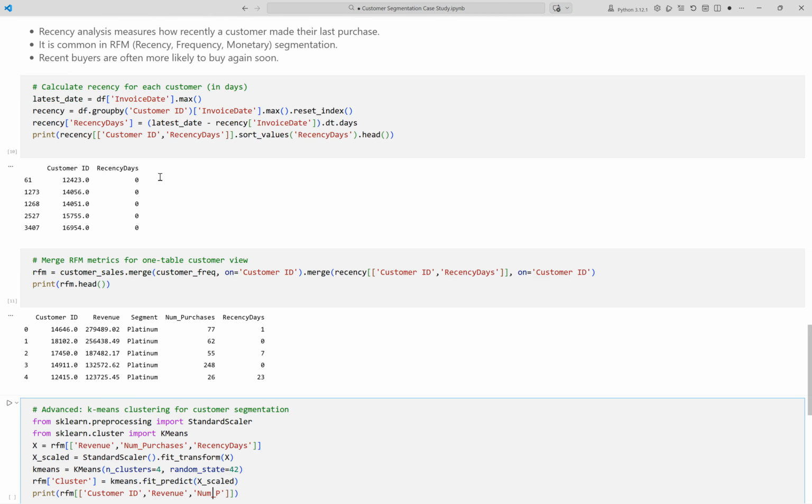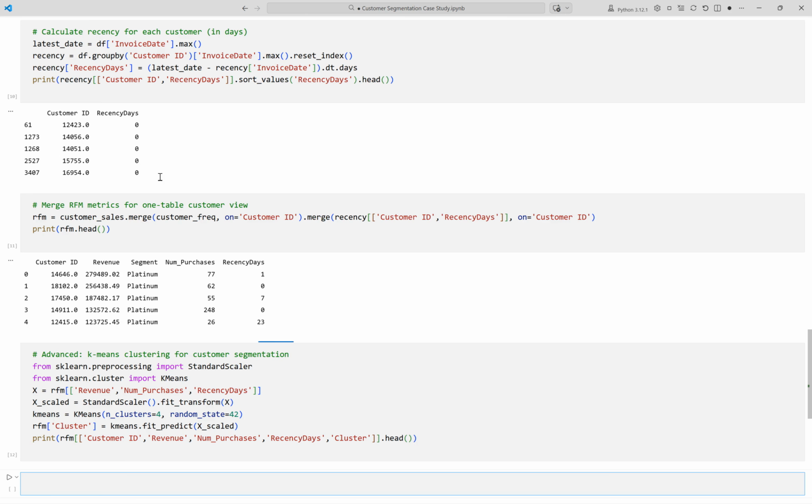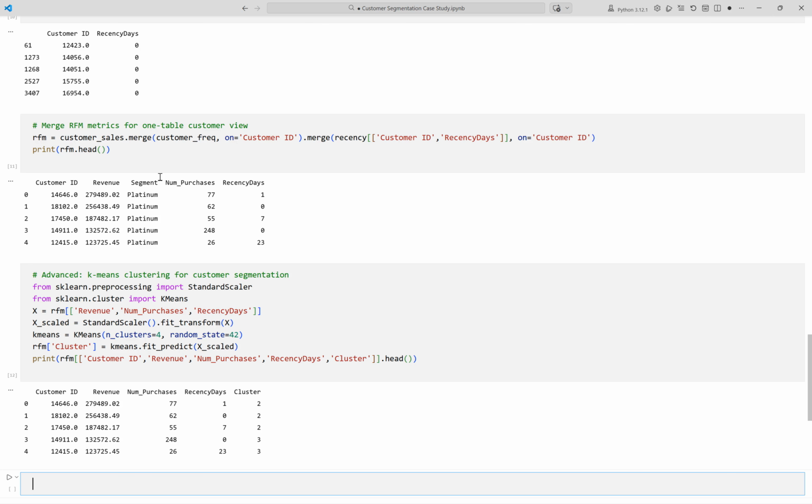Running the cell now. This output shows the first 5 customers segmented into clusters based on their revenue, number of purchases, and recency of their last purchase. Notice how the cluster column groups customers with similar purchasing behavior, helping identify segments like high-revenue recent buyers or less active ones. This clustering lays the groundwork for targeted marketing by leveraging recency alongside frequency and monetary value in RFM analysis. Extra, try visualizing the clusters using a scatter plot of 2 features.